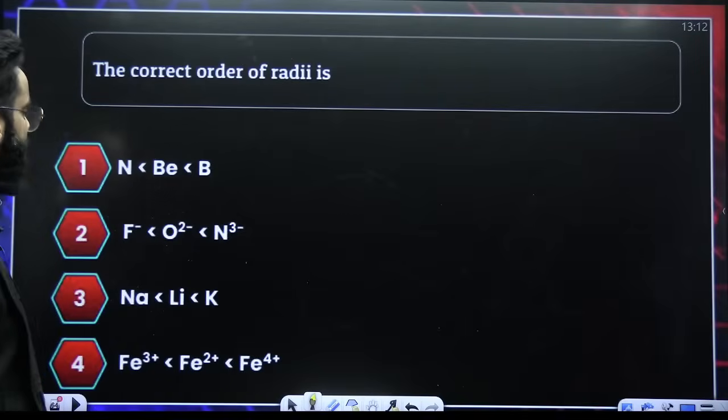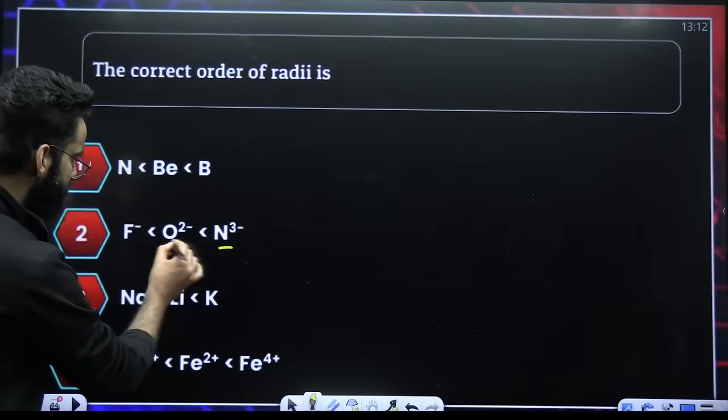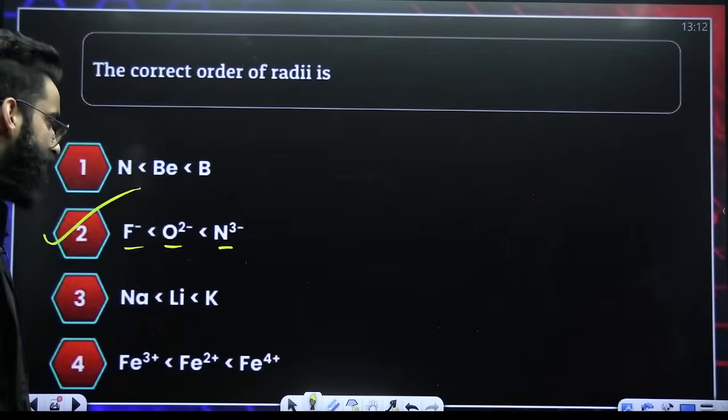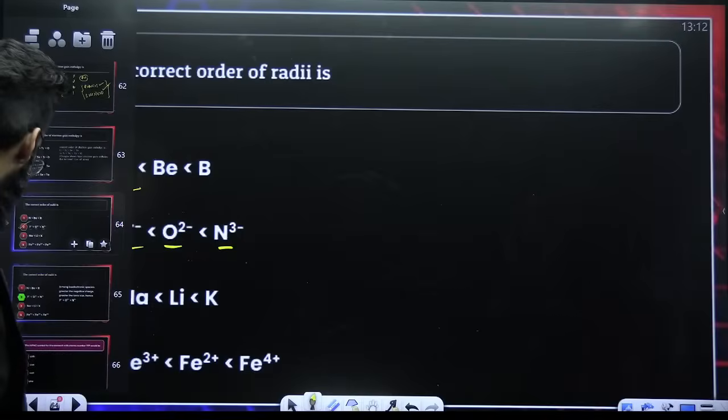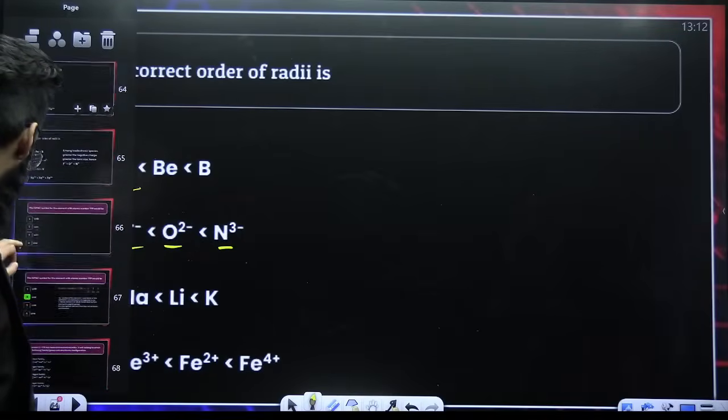The correct order of radius. These are isoelectronic species, right? And they are given with the correct set of radius: more, less, less. Guys, all these sorts of questions we have done.